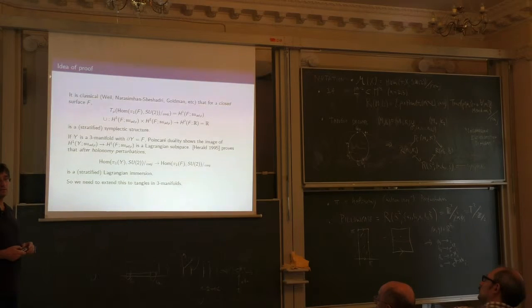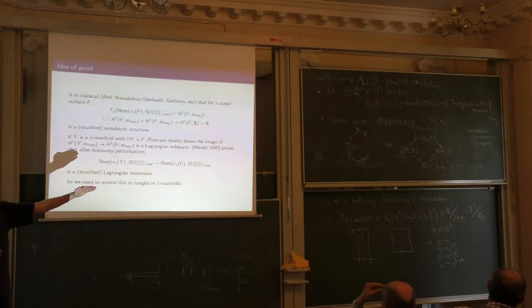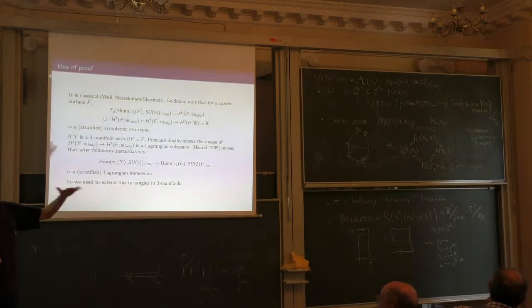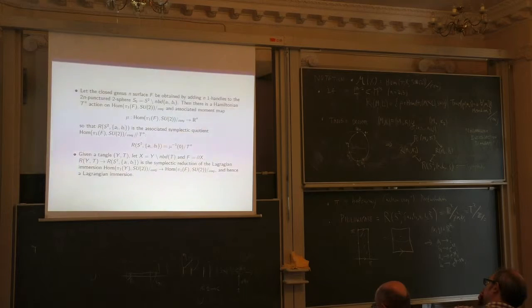Don't you assume that all traces around meridians are zero? Well, on the full moduli space of the closed surface, they are not. And the level set of the moment map then is all the representations of the closed surface that are traceless. But then those are counted too much, so I need to mod out by the torus action. Okay.